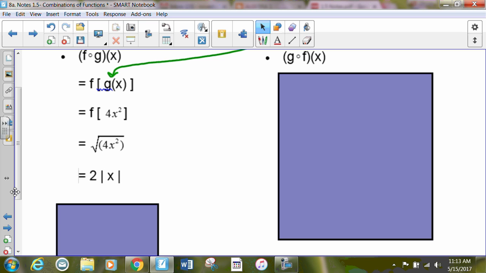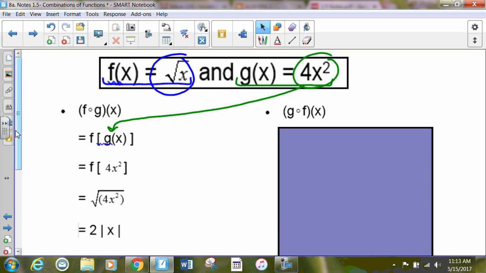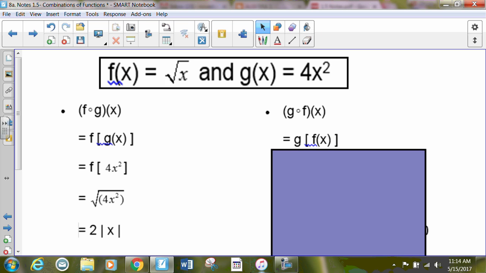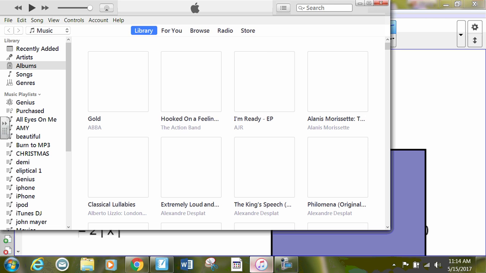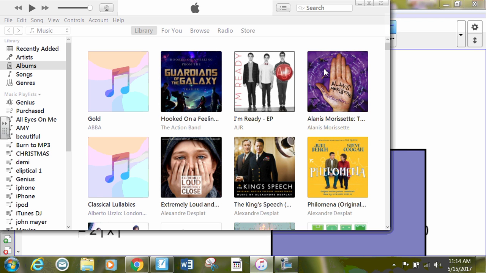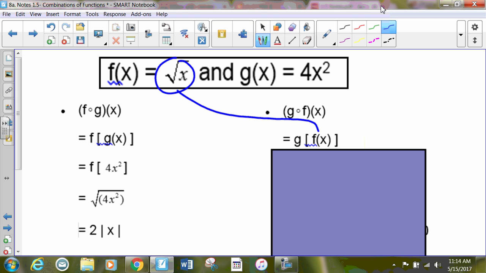And so then when we're looking at goff, we know that, let me erase this stuff up here, my g of x is 4x squared. Well, first let's remind ourselves that goff is really g of f of x, and then we're going to take f of x, which is square root of x, and we're going to plug it in. Okay, I'm not sure what happened there. All right, let's see. So we're going to take our f of x, which is square root of x, and we're going to plug it in.